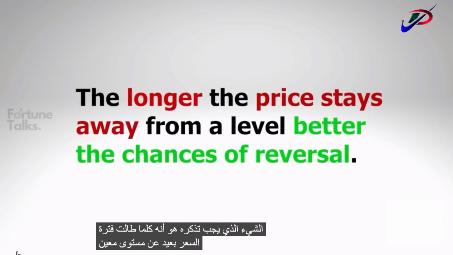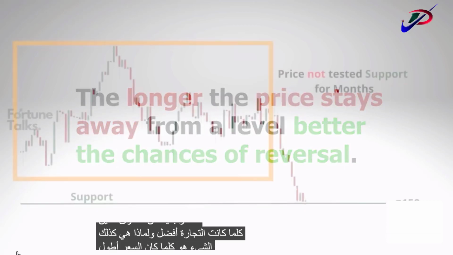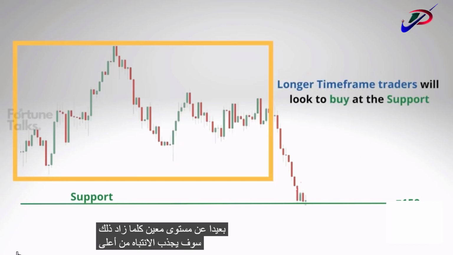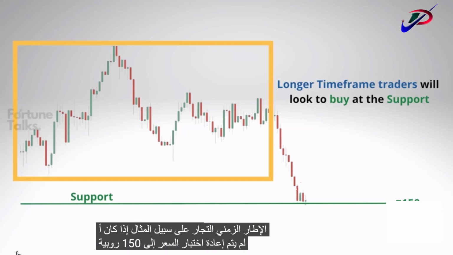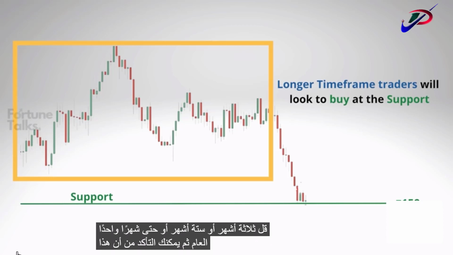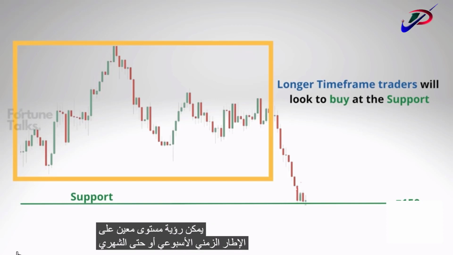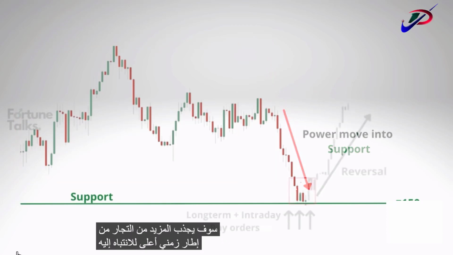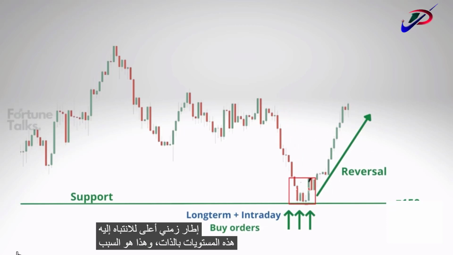Another key thing to remember is that the longer the price is away from the particular level, the better the trade is. And why is it so? The longer the price is away from a particular level, the more it would attract the attention of higher time frame traders. For example, if a price has not retested the 150 rupees level on a daily time frame for, let's say, 3 months or 6 months or even 1 year, then you can be sure that this particular level can be seen on the weekly time frame or even the monthly time frame. Because of this reason, it will attract more traders from the higher time frame to pay attention to these particular levels. And that is why you get a strong price rejection or a reversal at a level which has not been tested for a long period of time.